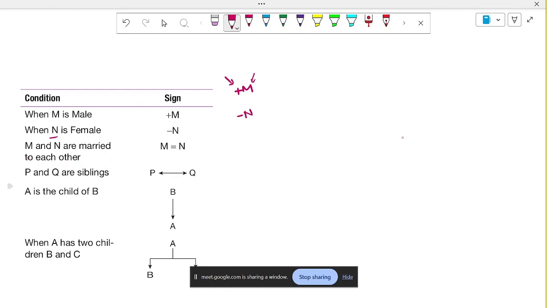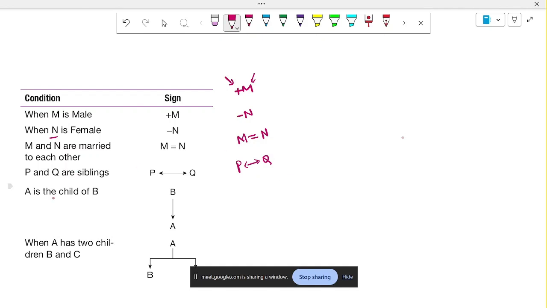If N and M are married, then you will draw it in this way, M and N with the two bonds. If P and Q are siblings, then you can either draw it like this or you can draw an arrow mark like this. Just remember all these notations. We'll use them to explain the given topics above.